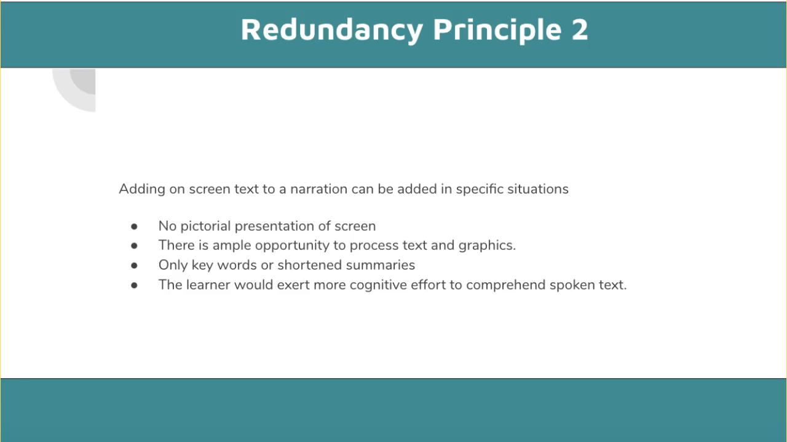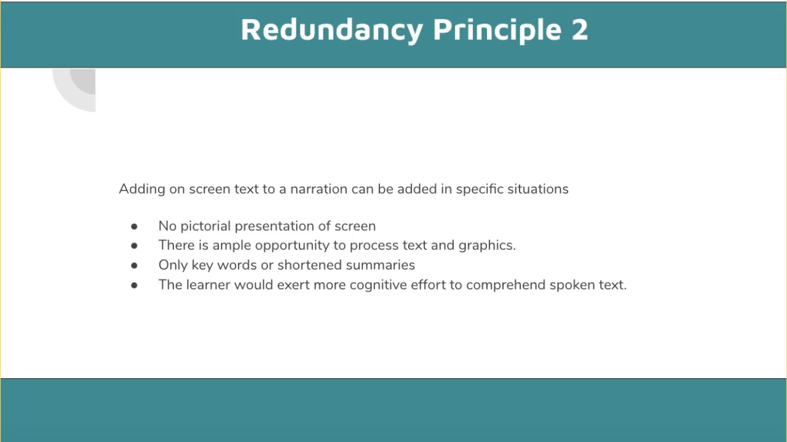The redundancy principle number 2 states that adding on-screen text to a narration can be added in specific situations. There are 4 scenarios where this would be okay. In fact, sometimes having both on-screen text and narration can be helpful to the learner to have some redundancy. But the 4 cases where this would be potentially beneficial or at least okay would be when there's no pictorial presentation on the screen, or when there's ample opportunity to process the text and graphics.